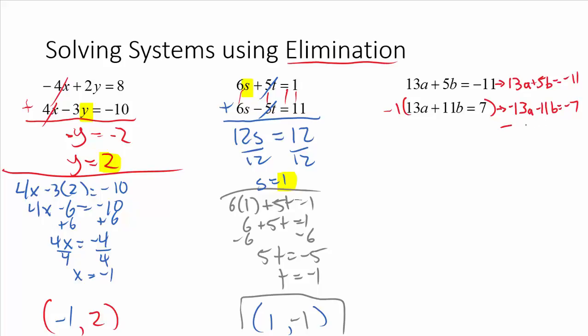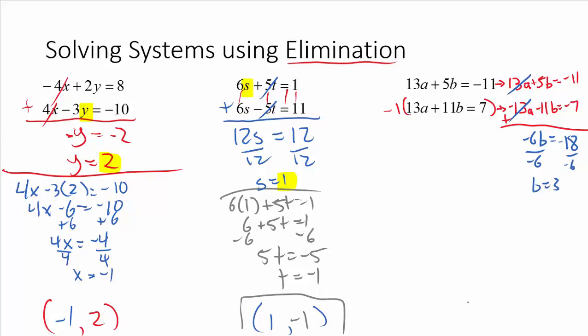So now notice when I add these up, these 13a's are going to eliminate like I want them to. So 13a cancels with -13a. Now we'll get -6b is equal to -18, and again you can see this is going to solve very nicely. If I divide by -6 on both sides, we get b is equal to 3.